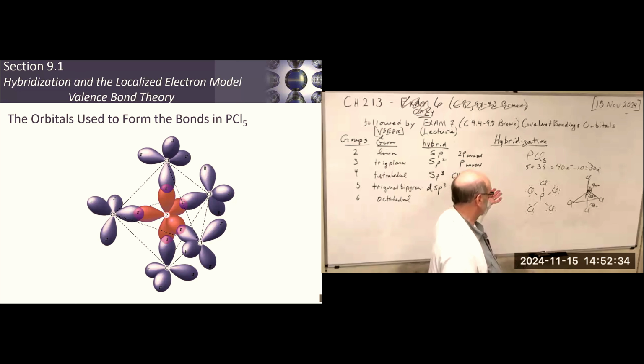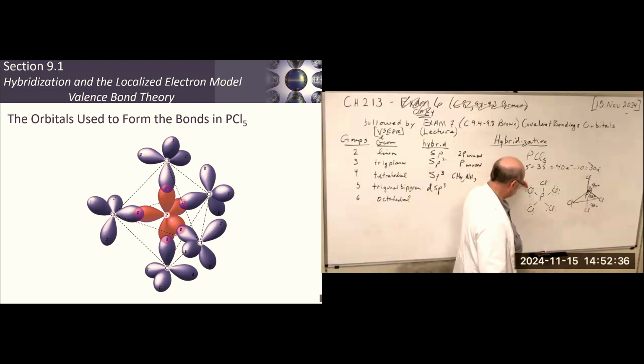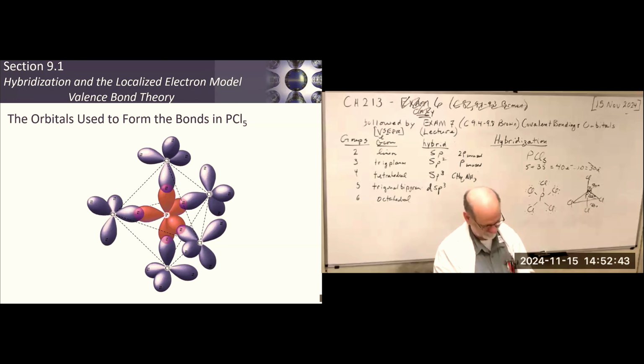Now, chlorine, it's only got one bond, right? It doesn't have to hybridize. Whatever its valence electrons are, the p orbitals, one p orbital can overlap.